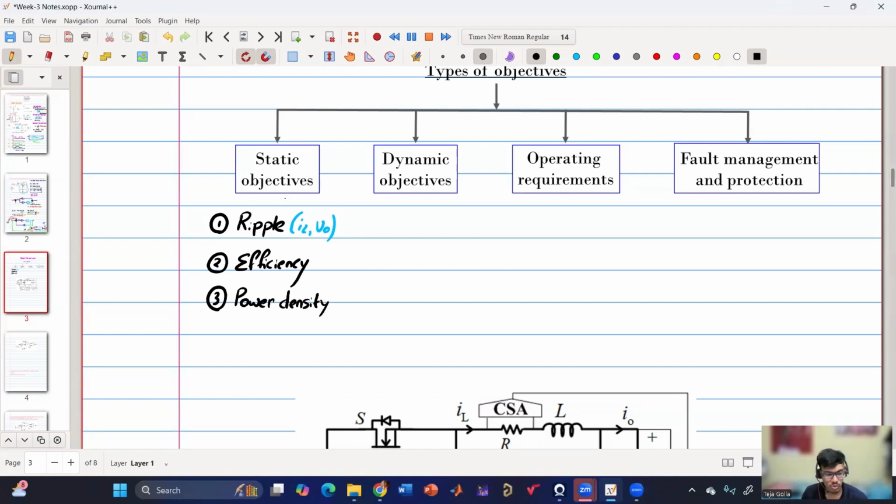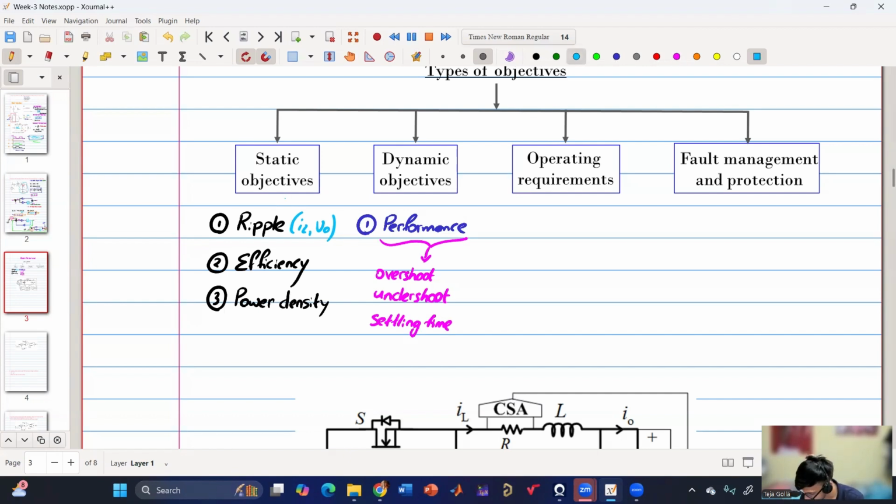And when we come to dynamic objectives, then we are more worried about the performance. So when we say performance, say there is load transient or reference transient. So the basic questions are: what is the voltage overshoot? What is the voltage undershoot? How much is the peak current? Also, the main important thing is the settling time. How fast is the converter settling to the change that is given because of the load transient or reference transient, all these things. And when we come to operating requirements, one thing that we have discussed is the EMI.